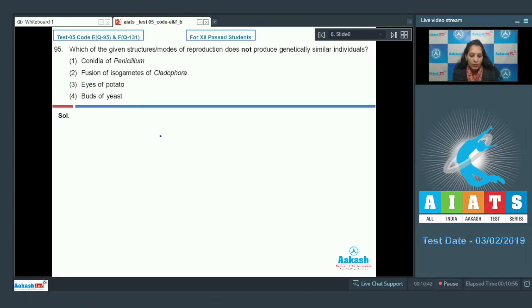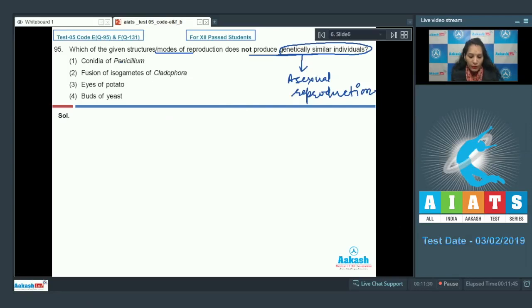You have to tell that out of the following structures or the mode of reproduction does not produce genetically similar individuals. Genetically similar individuals are produced in asexual reproduction. Variations are seen in sexual reproduction. So any of the structure or mode of reproduction which is related to asexual reproduction or the vegetative reproduction, it will lead to produce the genetically similar individuals, whereas any kind of sexual reproduction will lead to formation of genetically dissimilar individuals, as they include variations.